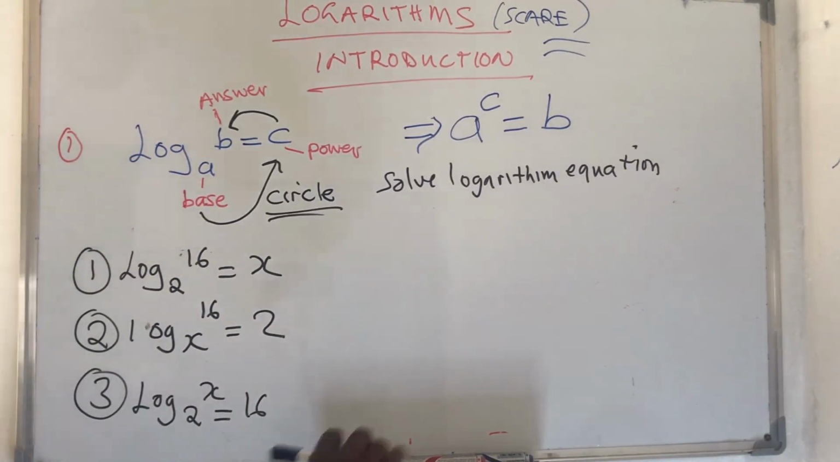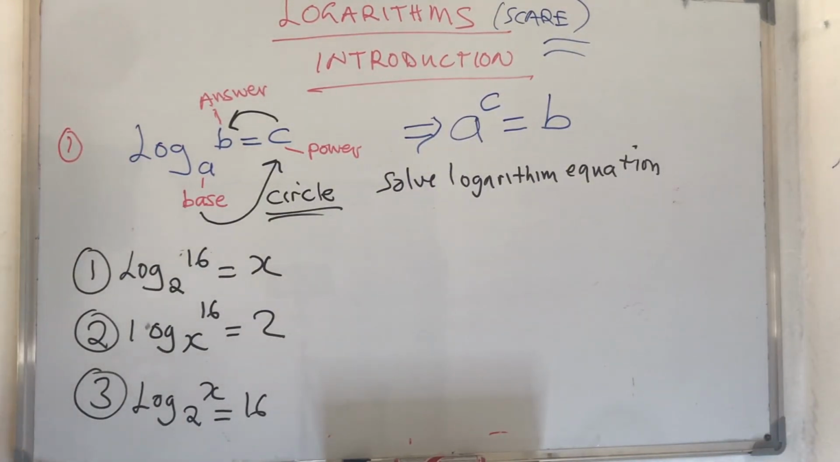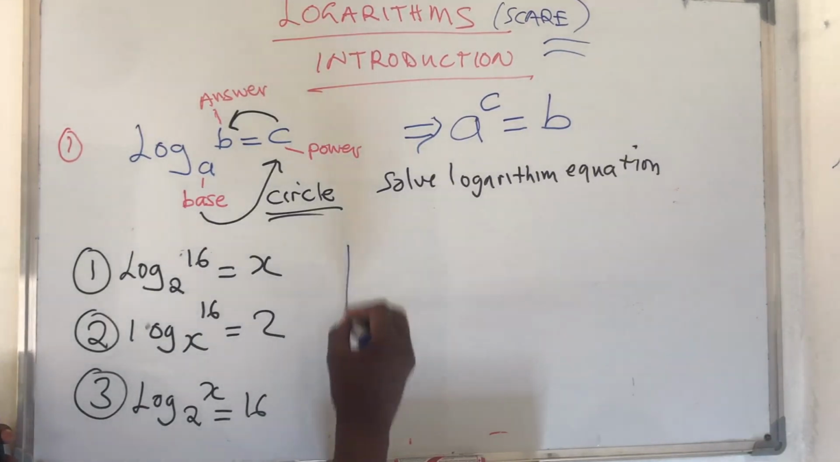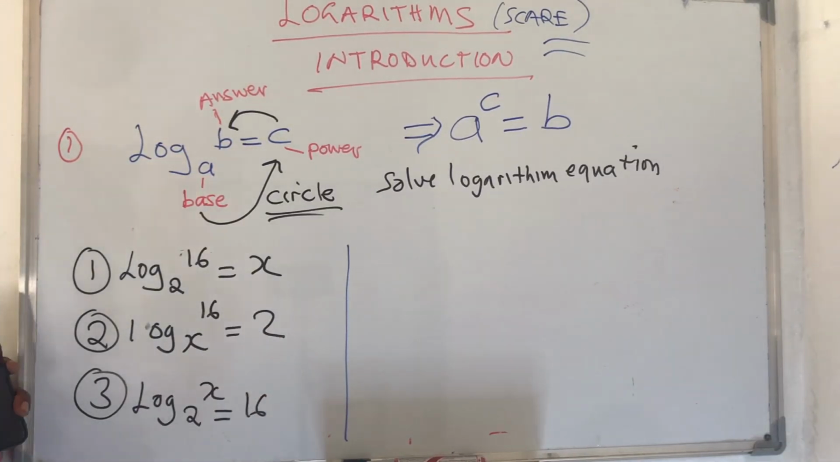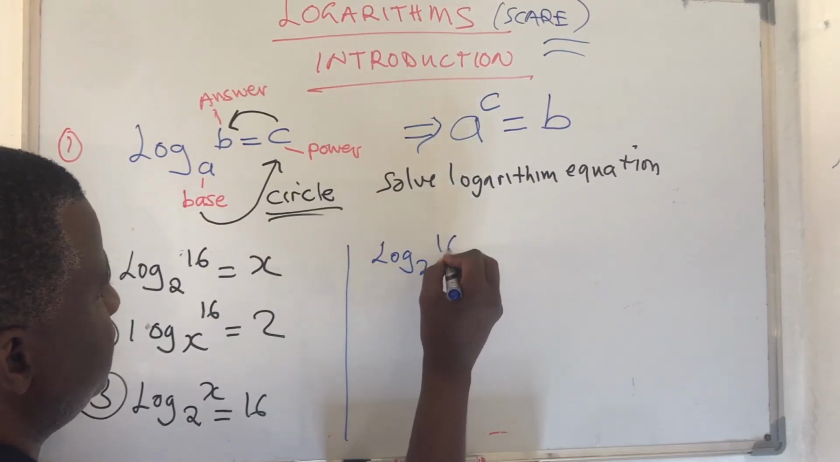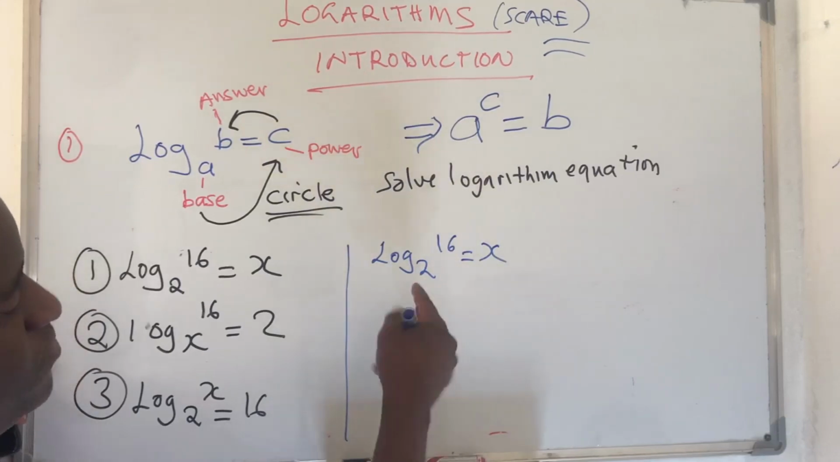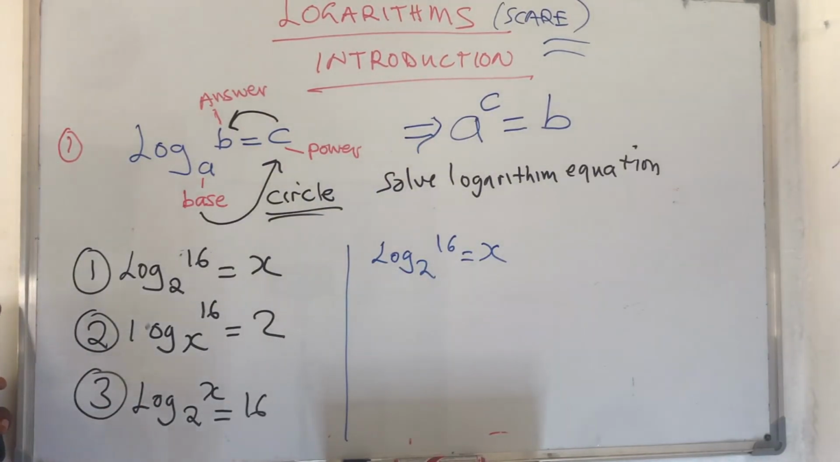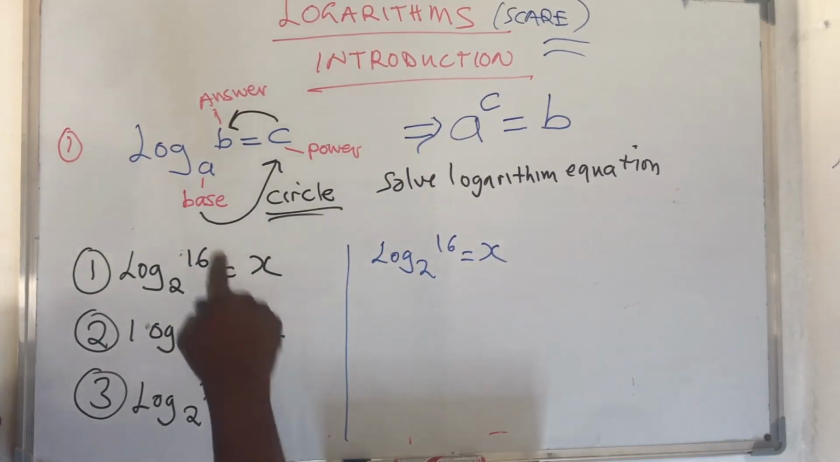Okay, so now the question is solve for x in all these logarithm problems. Okay, so this is what we are going to do. We'll start with the first one. Now we know that this one is written like this: log base 2 of 16 is equal to x. So now we are probably not going to be using a calculator, so we need to change this into an exponential expression. Now use the circle rule.